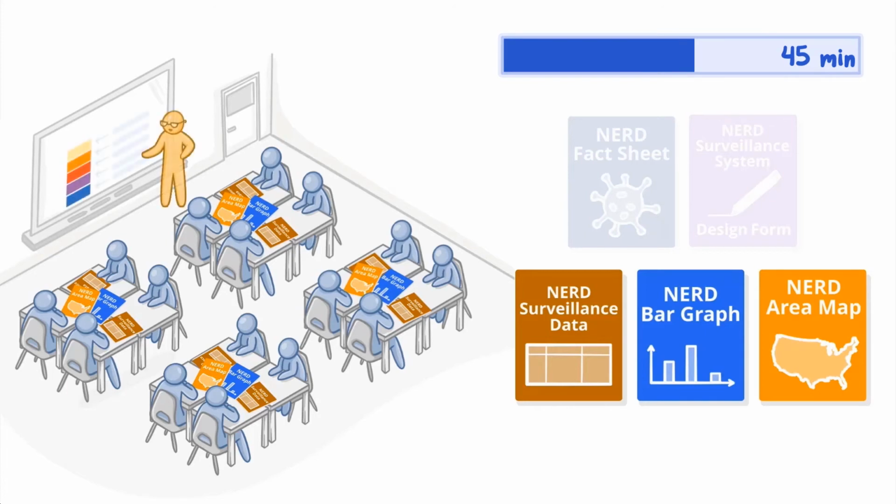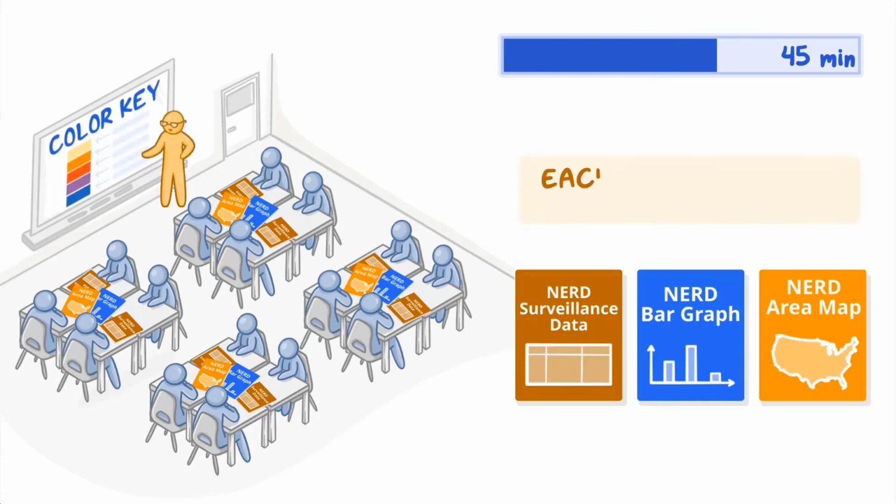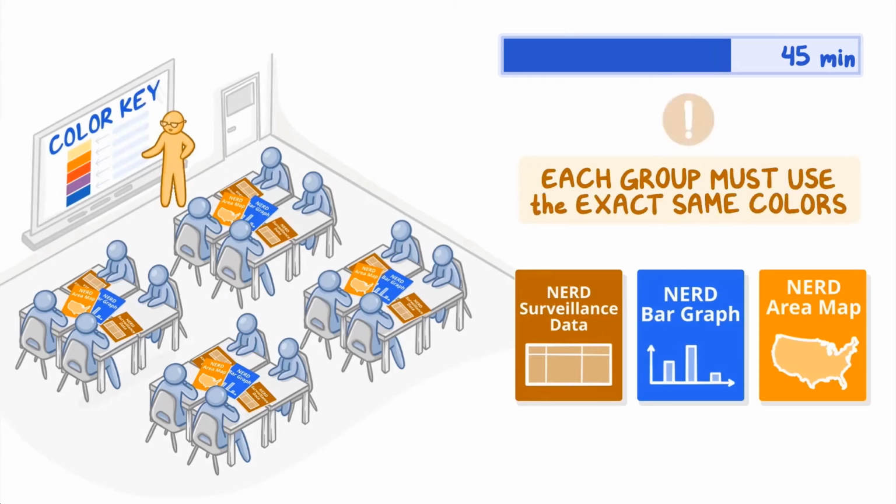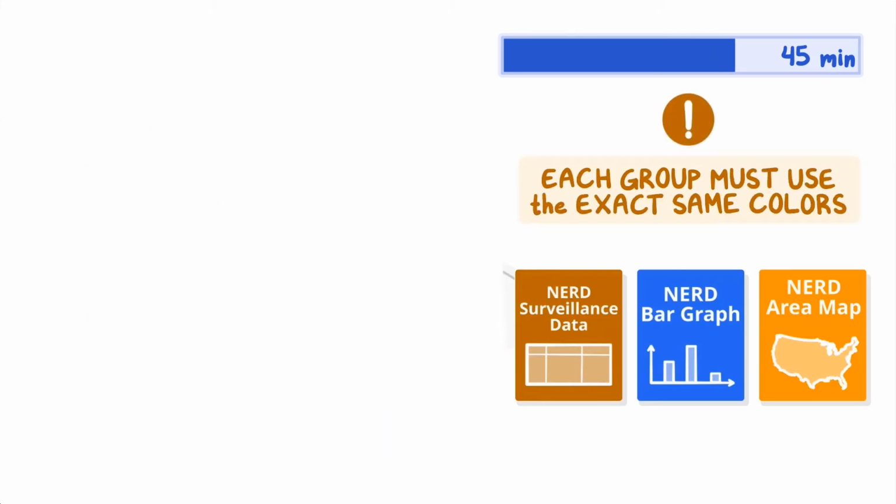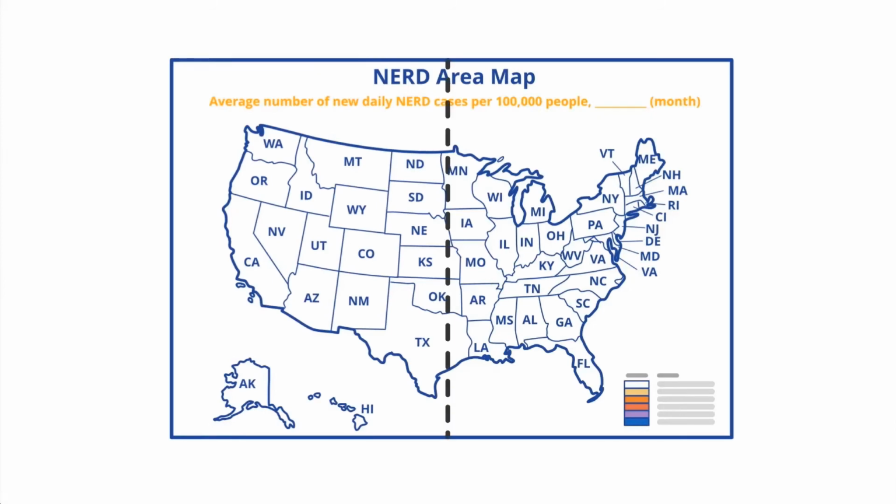Make sure to agree on and post a teacher color or pattern key and emphasize the importance that each group uses the same colors because all graphs and maps will be compared at the end of the activity. To save time in coloring the area maps, consider this tip.